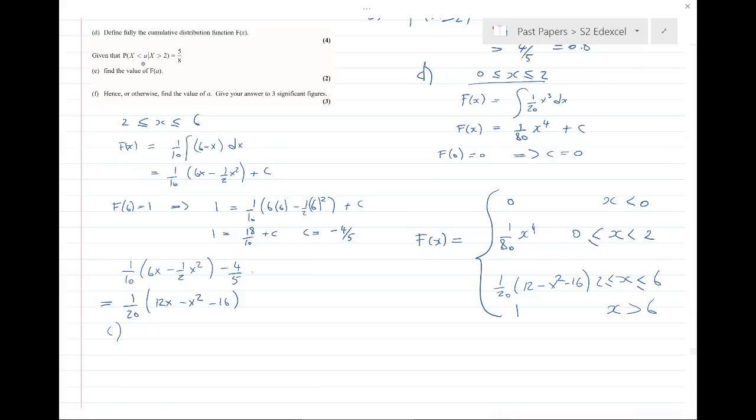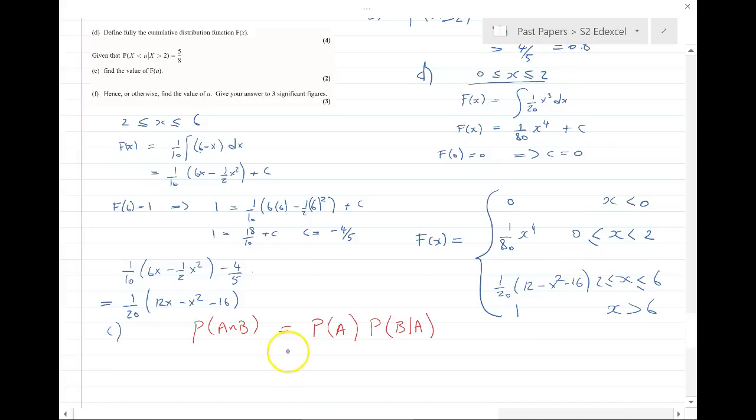Now it says, given that P(x < a | x > 2) = 5/8, find the value of a, and then in the next part we go on to work out a by putting it into this, because we know what F(a) is. Right, okay. I'm going to use the rule for conditional probability, also known as the multiplication rule.